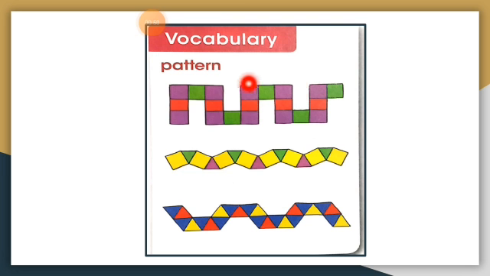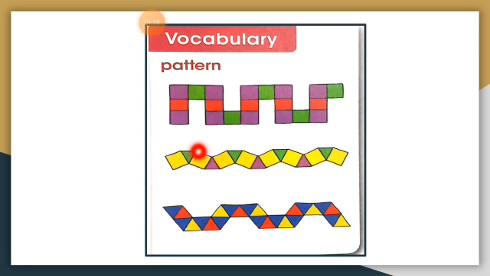Here is an example of a pattern. Look at this one pattern. Purple, red, purple, green. Purple, red, purple, green. The same colors we are following. And the shape is a rectangle: purple rectangle, red rectangle, purple rectangle, green rectangle. So the color and the shape are the same. This is how you can continue the pattern.